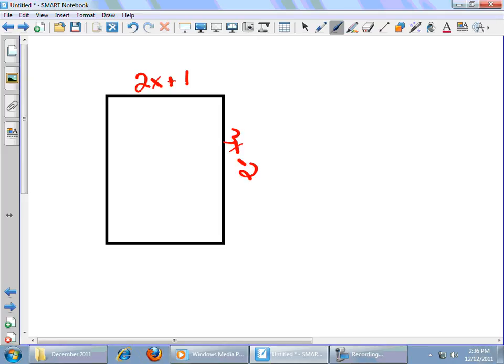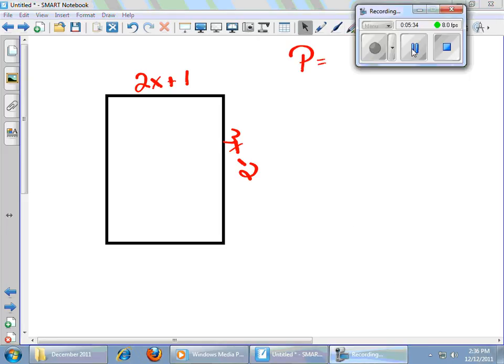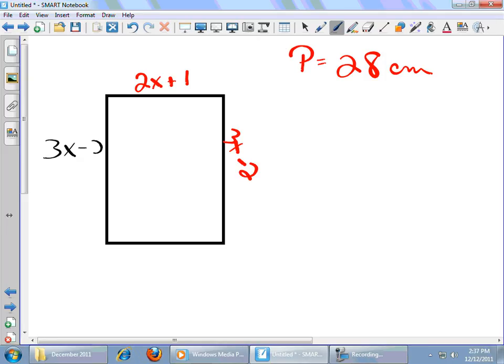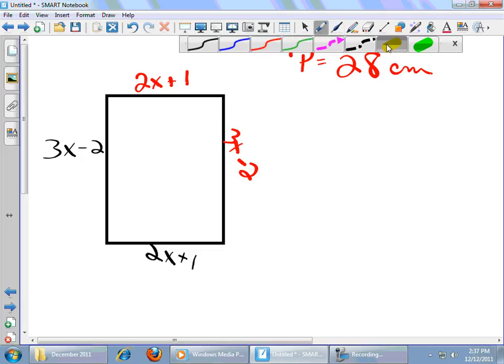All right, and you're also told that the perimeter of this shape is equal to 28 centimeters. Okay, the first thing that might be a really good idea to do is to label the other two sides, 3x minus 2 and 2x plus 1. All right, now I'm going to take a walk around my shape.